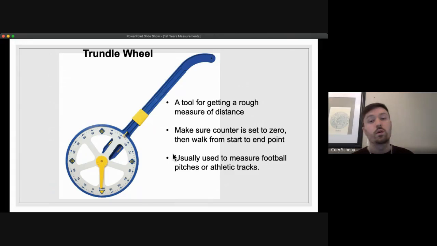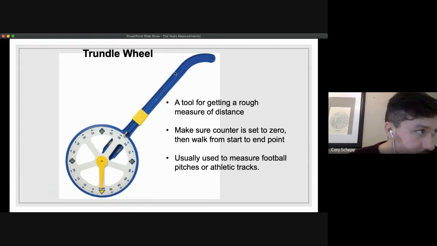Sometimes there's digital ones that have a little counter that you can just look at. It counts for you as this rolls along. Those are really easy to use. But usually used to measure football pitches or athletic tracks. Make sure you remember what they look like.